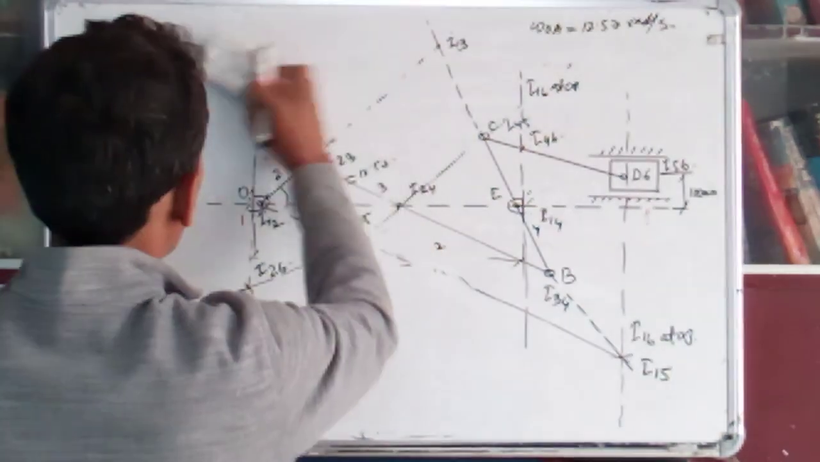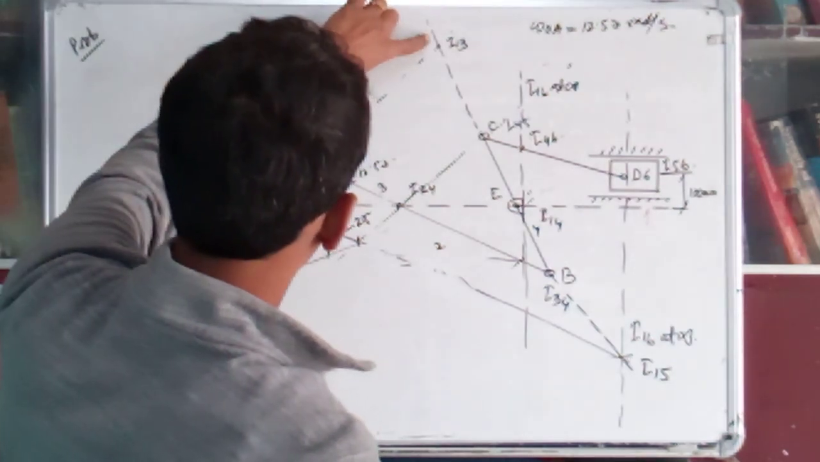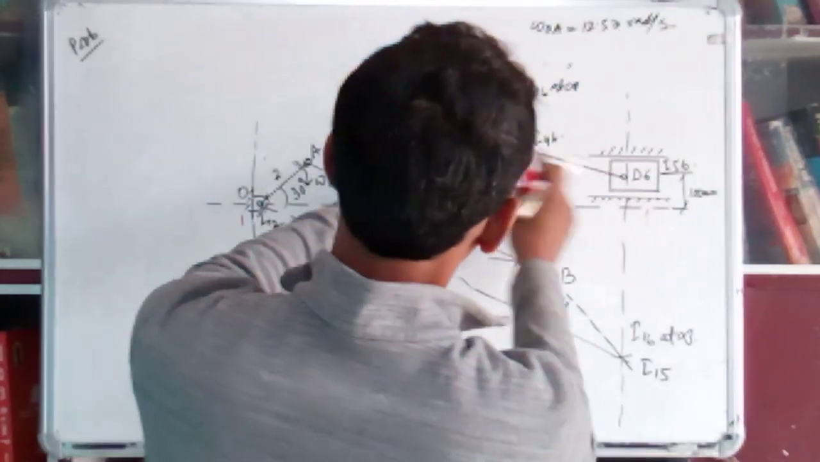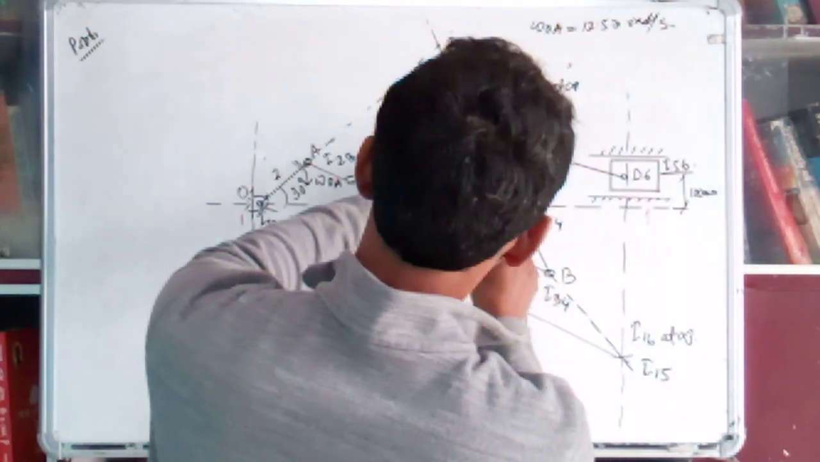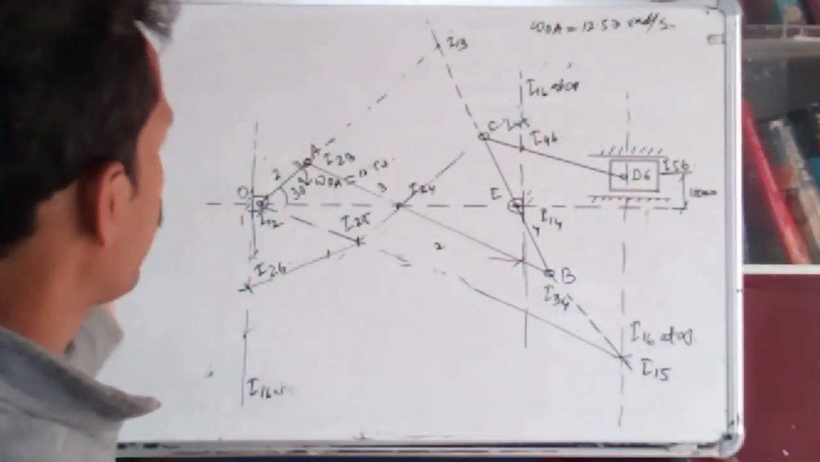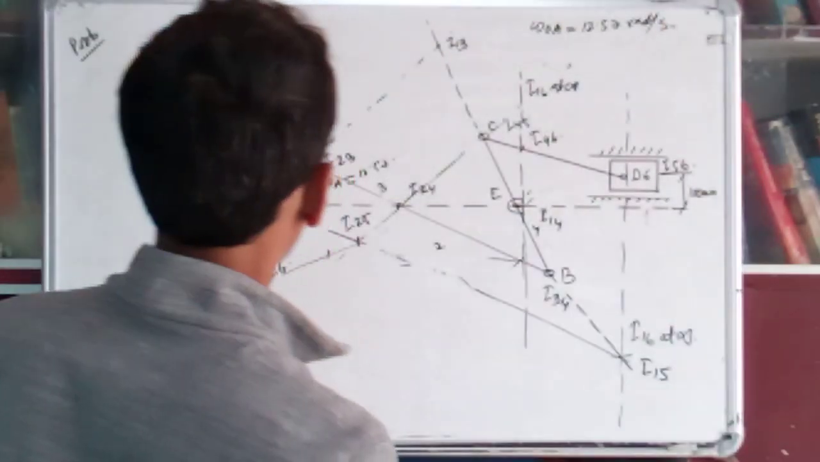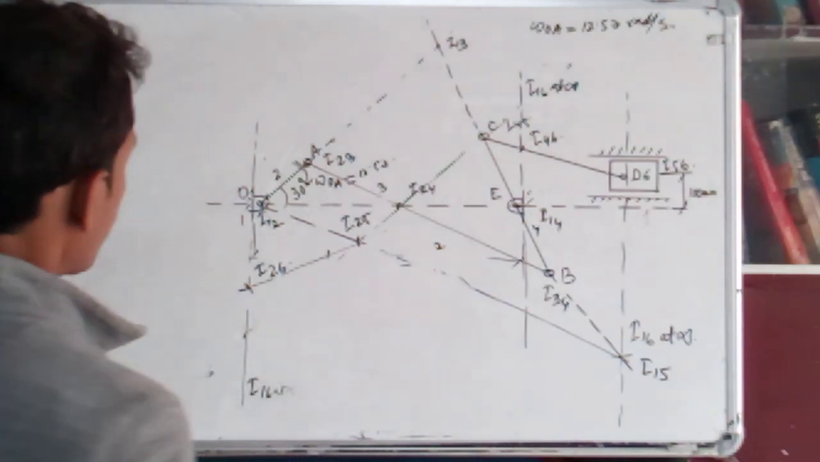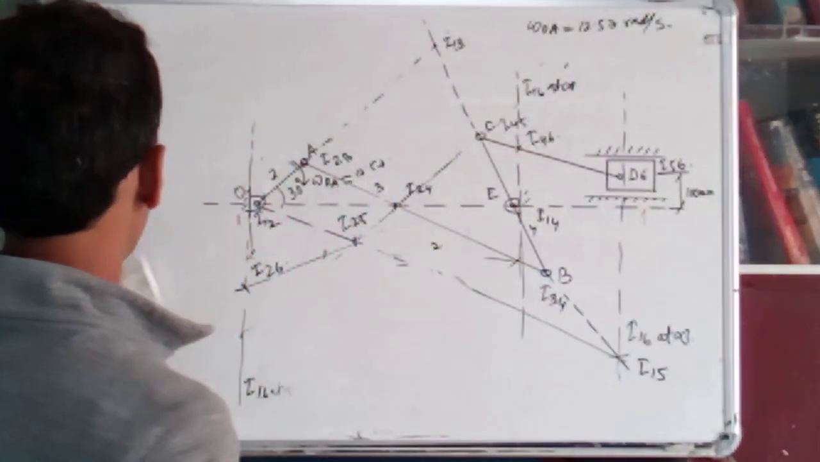First of all, you have to measure these distances: A, I13, then B, I15, and for C, that is I14 to I13. You have to find these distances by measurement, using a suitable scale. Now you have to find the velocity of B, C and D.